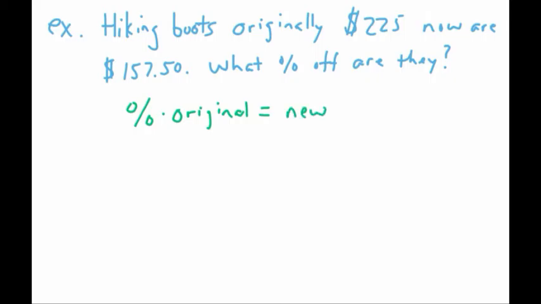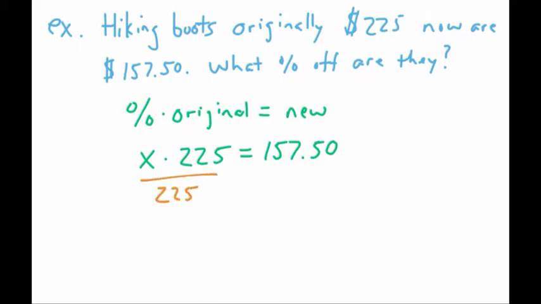And I'm going to take and put in my numbers from there. I'm going to say, okay, so my $225, that was my original amount. And my new amount, what I'm actually getting charged, is the $157.50. So the unknown, the thing we don't know, is that percentage. So I'm going to turn that into an x, because we're a little bit more used to solving for x.